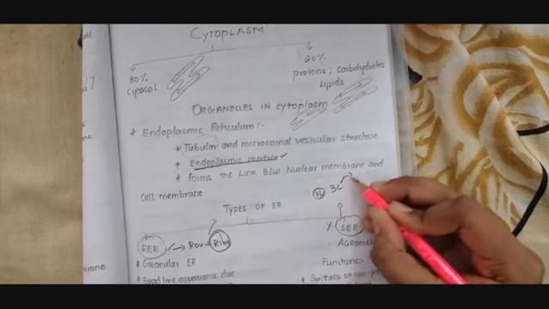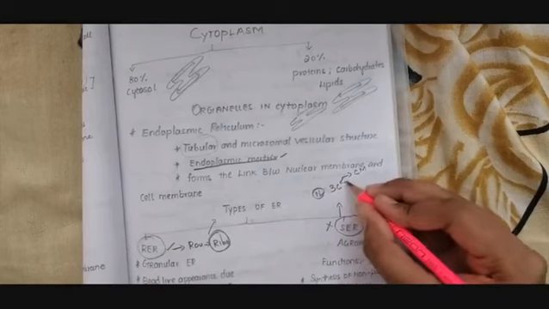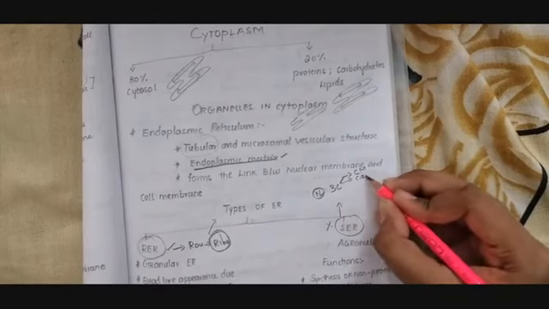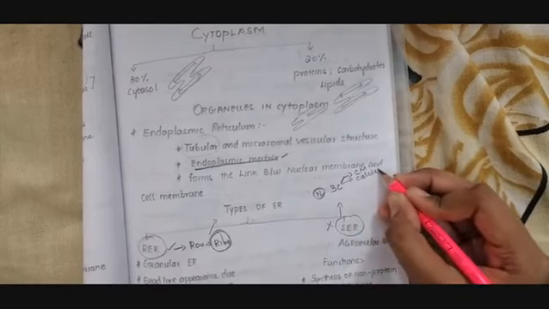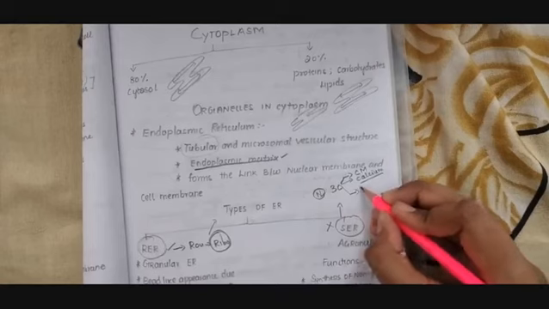The first C stands for cellular metabolism. We have certain enzymes present on the smooth endoplasmic reticulum that take part in cellular metabolism. The second one is calcium. The smooth endoplasmic reticulum acts as a storage site of calcium. And the third important function is catabolism and detoxification, which will also occur in the smooth endoplasmic reticulum.